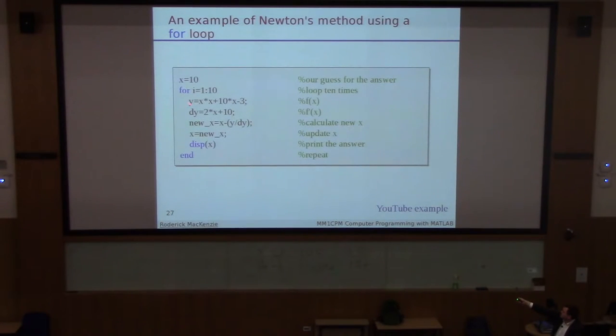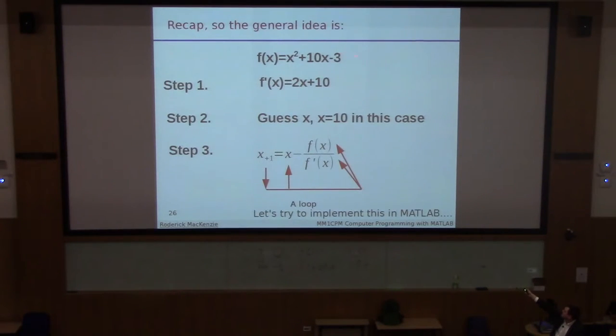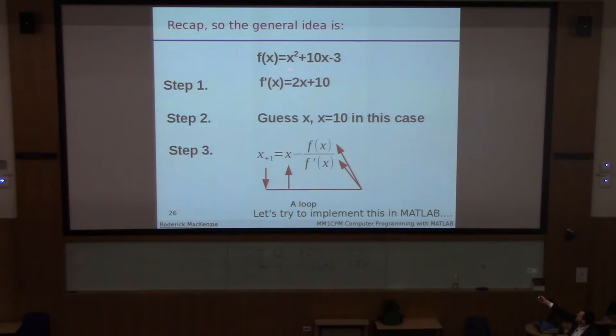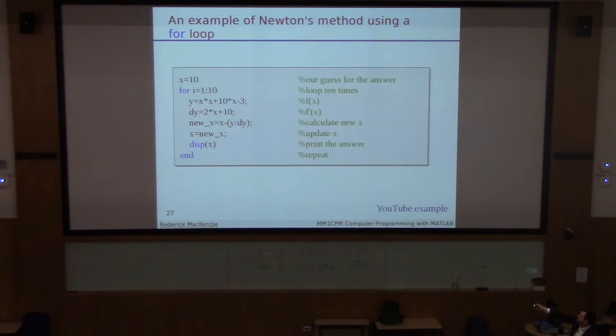We then go, first line of the for loop, y equals x times x plus 10x minus 3. So that's just f of x. So that's this equation here. We then, so this is the differential, and I've called it, you can't do f dash brackets things in MATLAB. So we can't write out that. So I've just called it dy. So dy, so the differential of this is 2x plus 10.